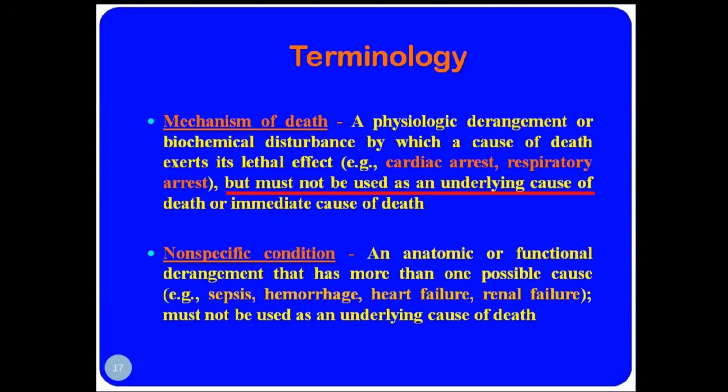Renal failure. Now renal failure, these are very broad definitions, renal failure, heart failure. So we have to be precise. It was an acute kidney injury leading to renal failure. But these non-specific conditions should never be used as underlying cause of death. So what you have to understand is that there is an underlying cause which has to be very specific. Then there are a few antecedent causes of death, and then ultimately the immediate cause of death. Mechanisms of death and non-specific conditions are to be avoided as far as possible.